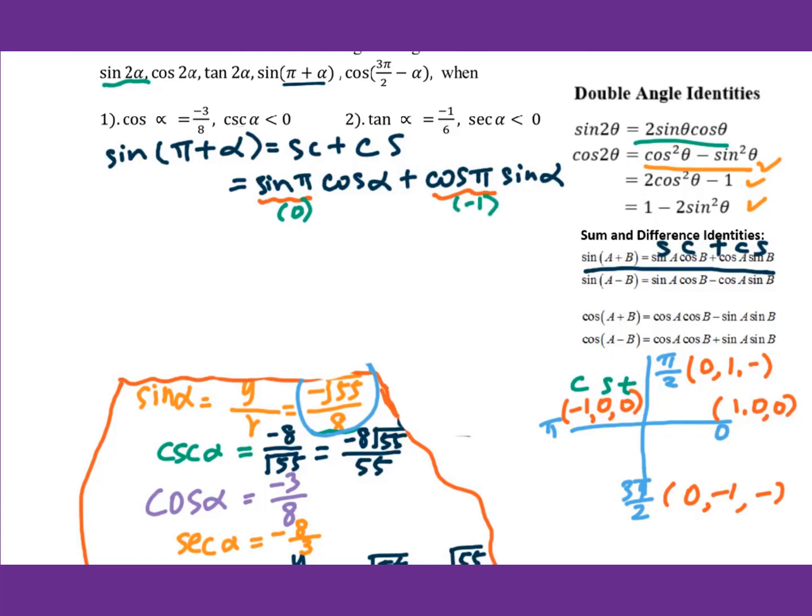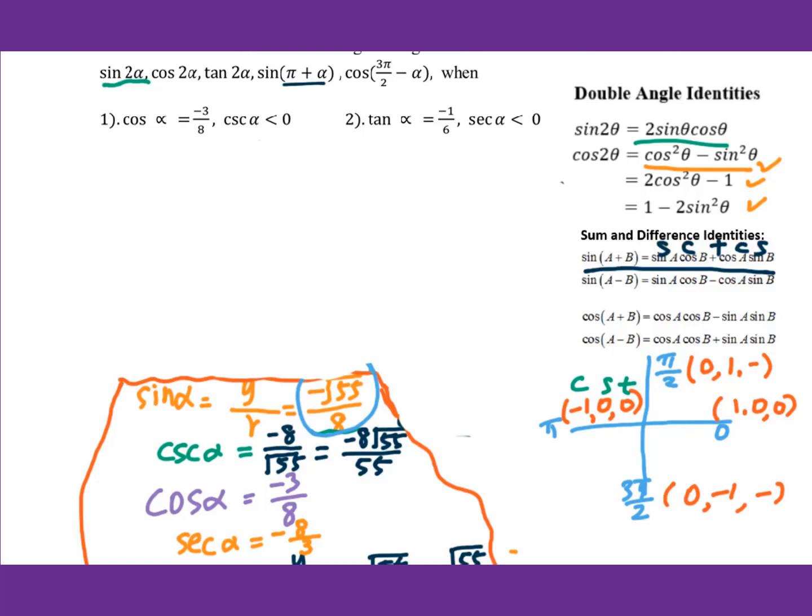0 times cosine alpha is 0, so it is gone. So we get negative sine alpha. The value for sine alpha is negative square root of 55 over 8. Therefore, we get positive square root of 55 over 8. That's the value for sine pi plus alpha.